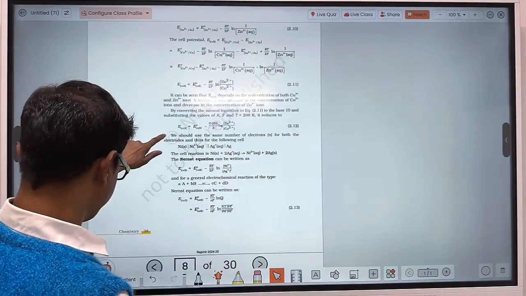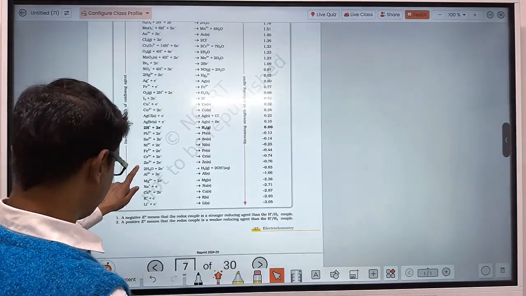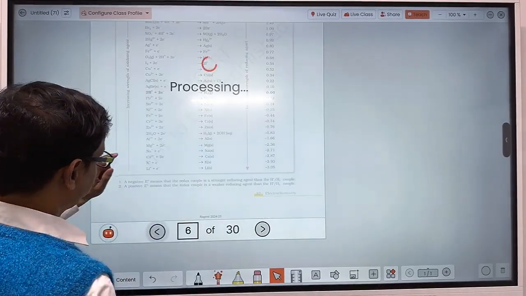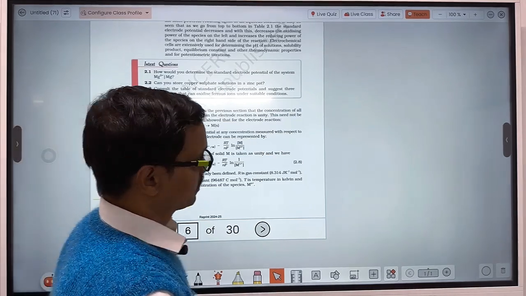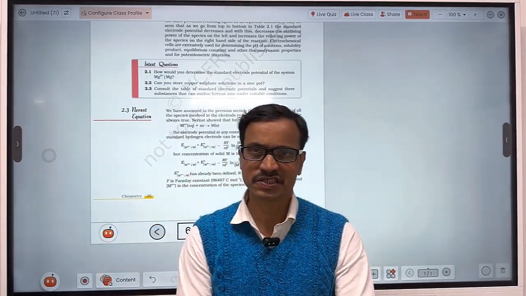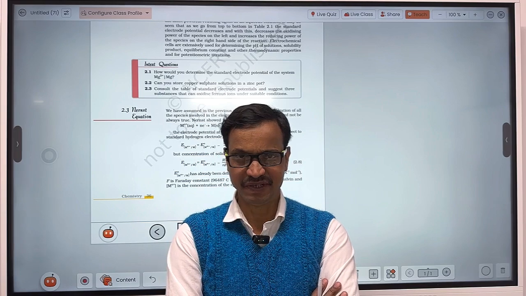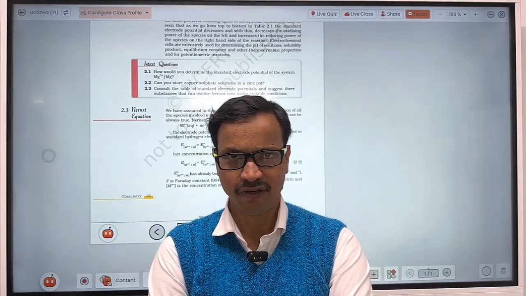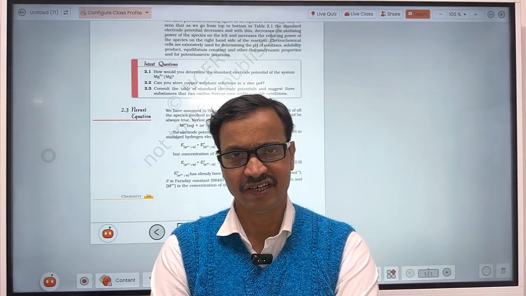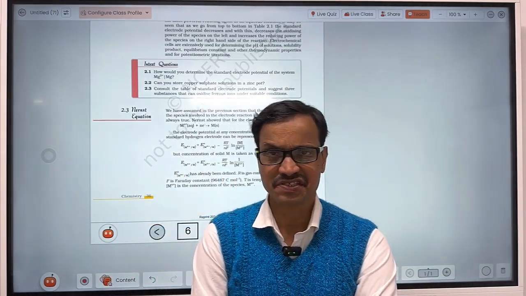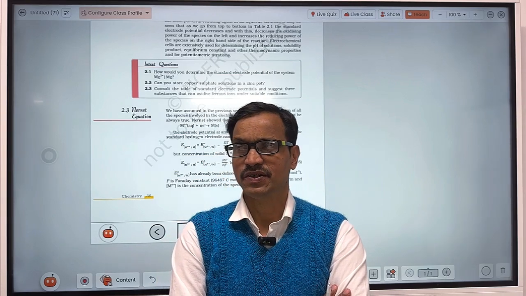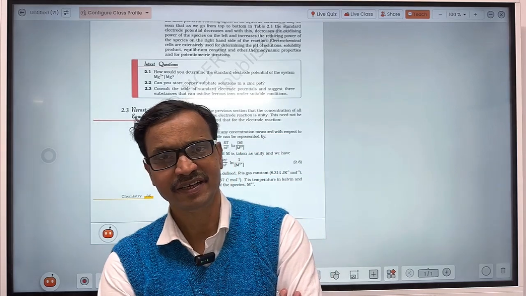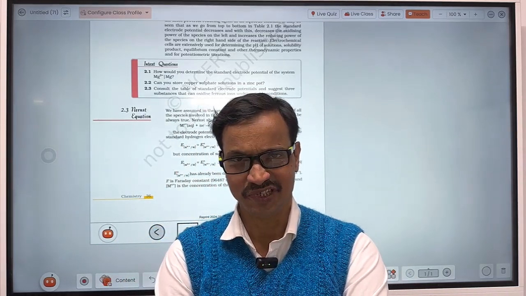About the Nernst equation, we will discuss from the next class. That was about the standard electrode potential. In the next video, we will discuss the Nernst equation. The Nernst equation is applicable for the calculation of the EMF of a cell when the concentration of the electrolyte is different from 1 molar.